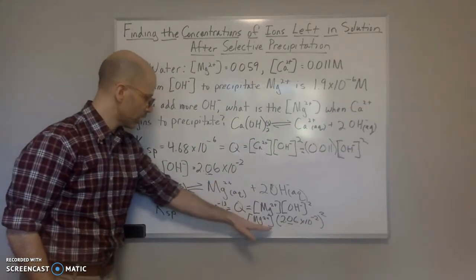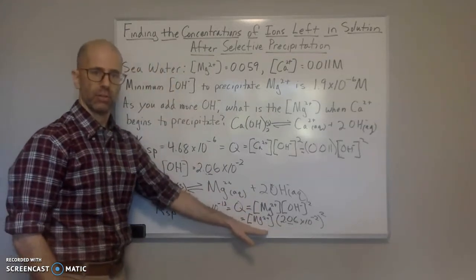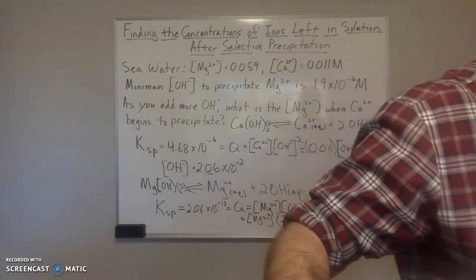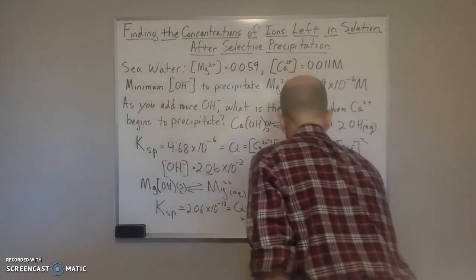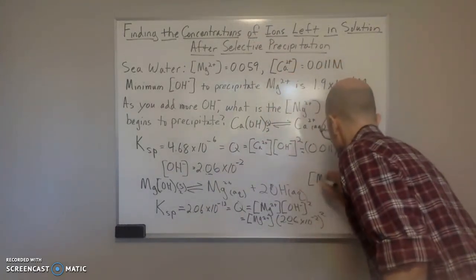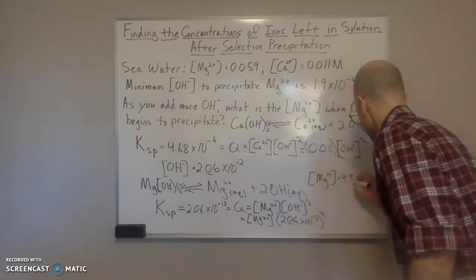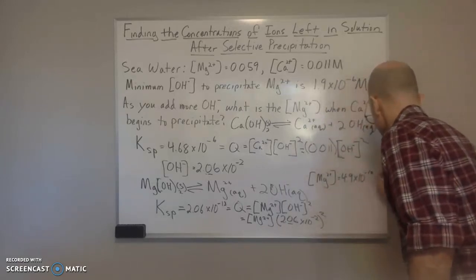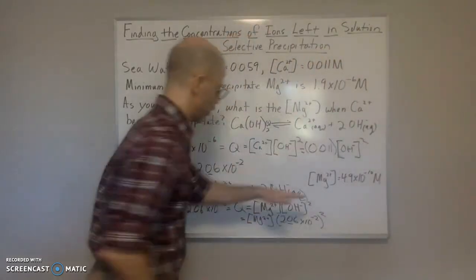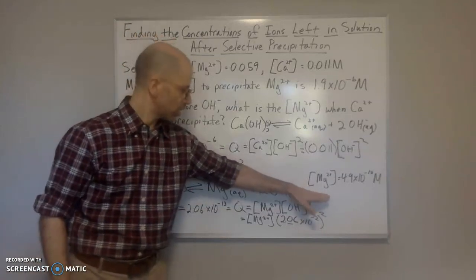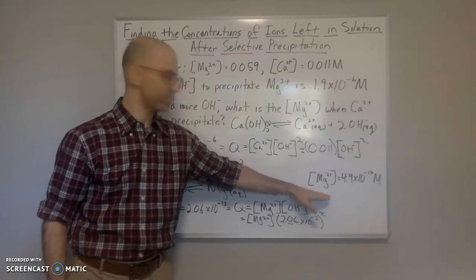So then we're going to solve this equation for the concentration of magnesium. And when we do that, we get 4.9 times 10 to the negative 10. So here we have the magnesium 2+ concentration equal to 4.9 times 10 to the negative 10 molar. All right, so this here is the remaining concentration left when the calcium starts to precipitate.